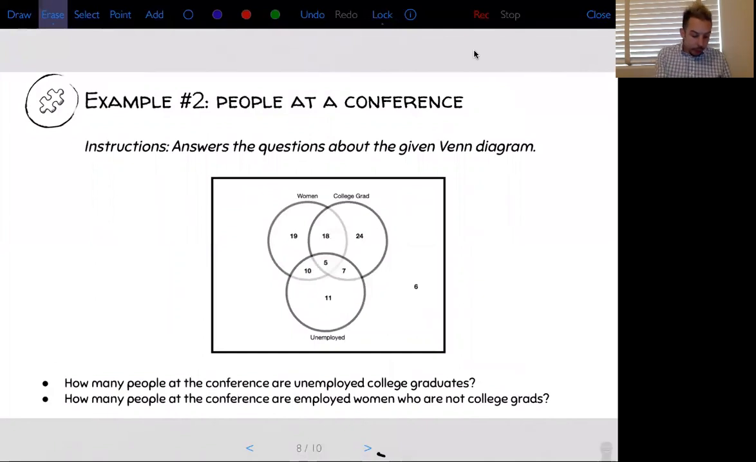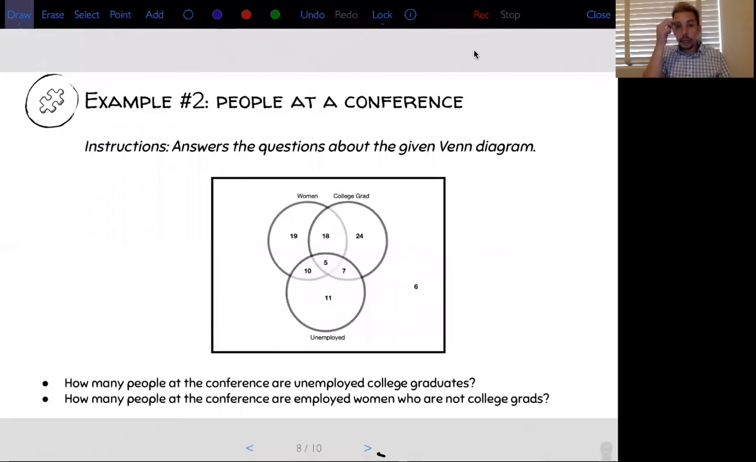So lastly, we want to talk about how we label certain things in a Venn diagram, or how we describe certain things in a Venn diagram if it's already labeled for us. Here we have a 3-circle Venn diagram, and it's overlapping. We can see that the 3 different regions are women, college graduates, and unemployed.